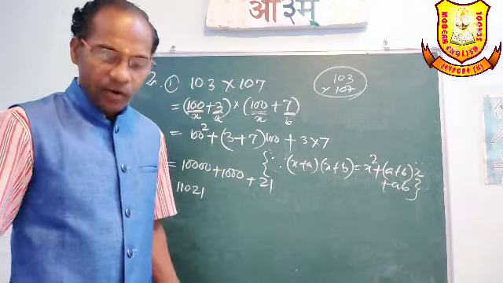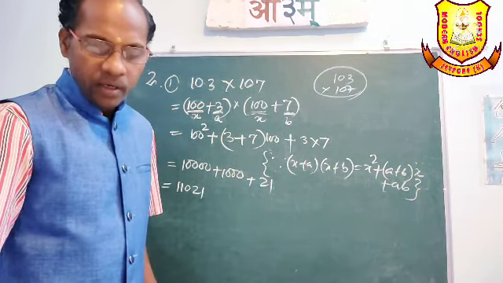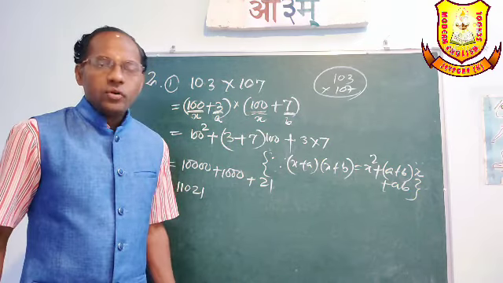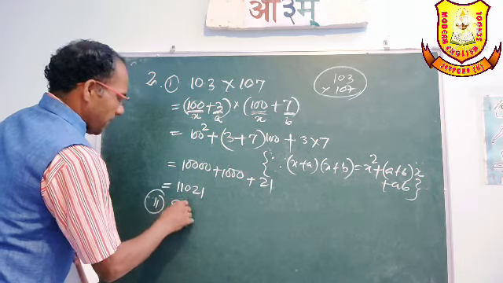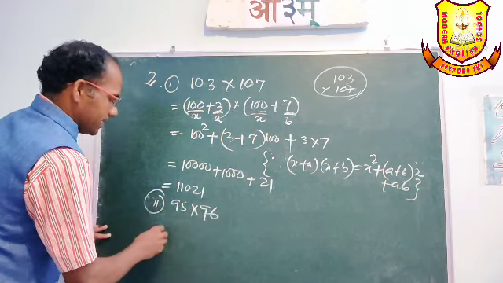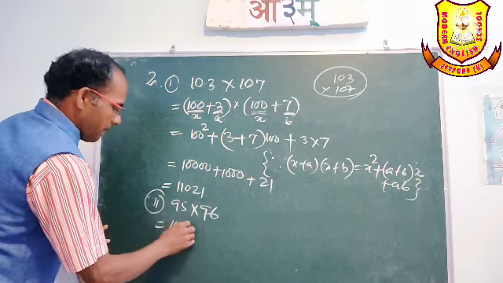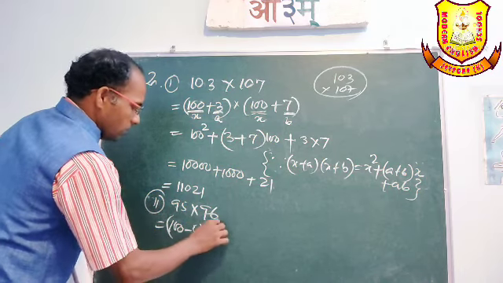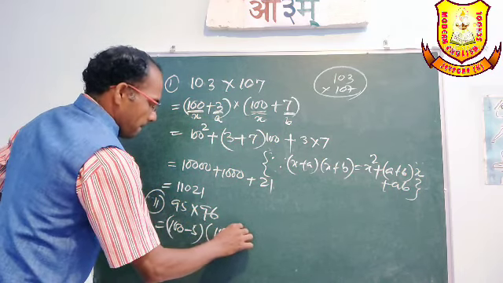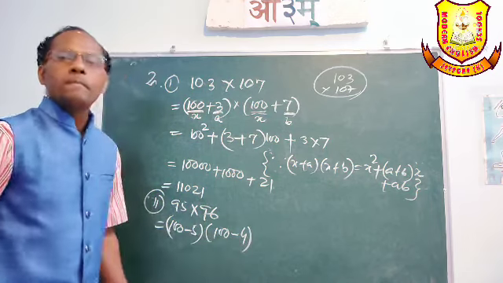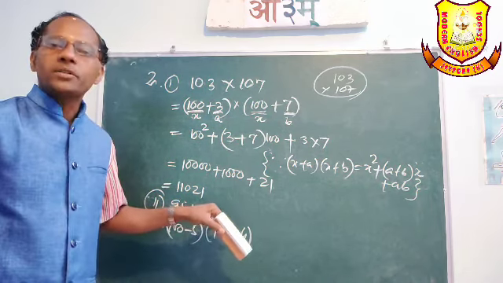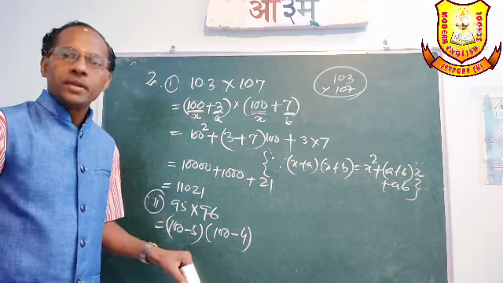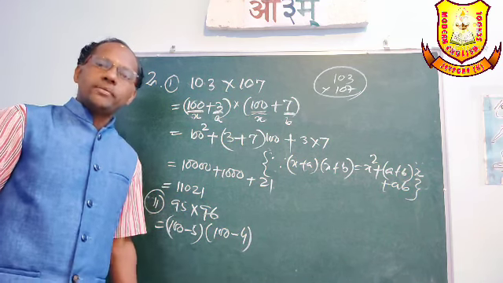Same way, now another one I am doing. Number 2, 95 into 96, that is equal to 100 minus 5 whole into 100 minus 4. Like this you can do, or 90 plus 5 whole into 90 plus 4 also you can do. Your choice, which one will be easier for you, you can do.